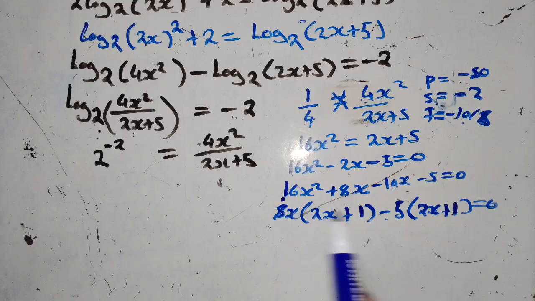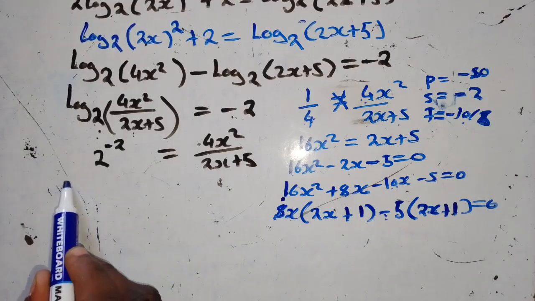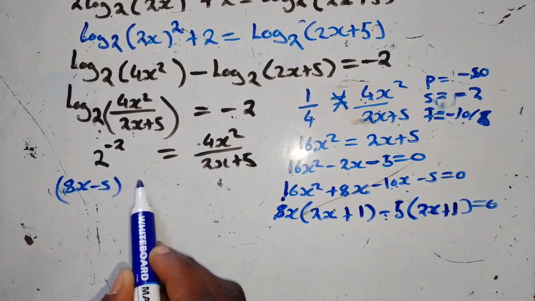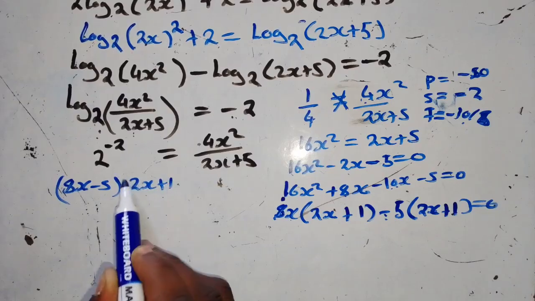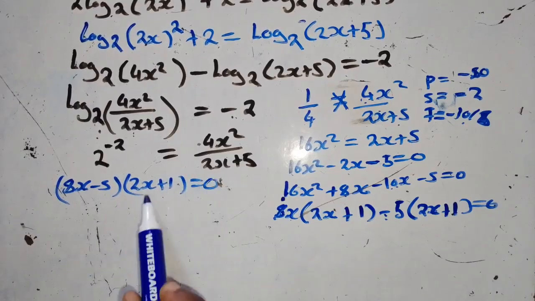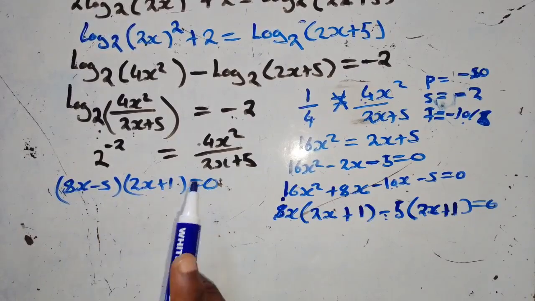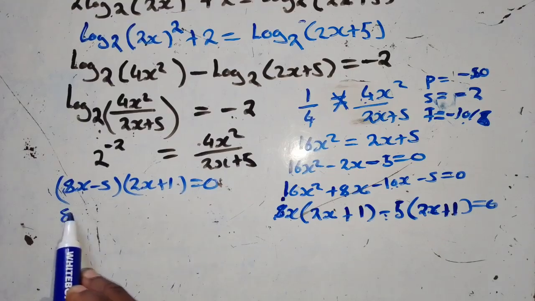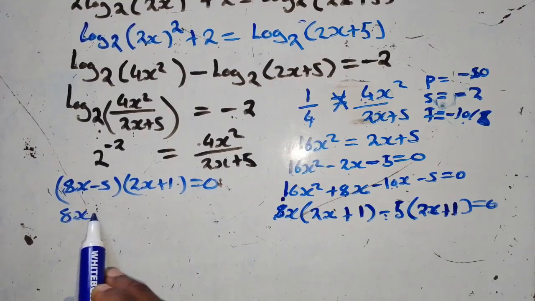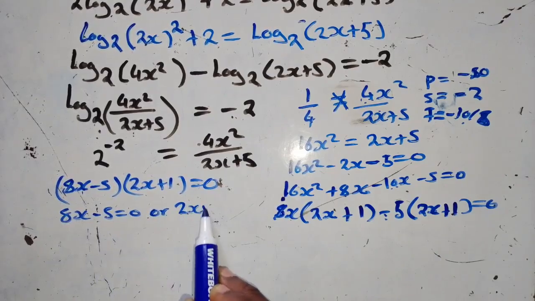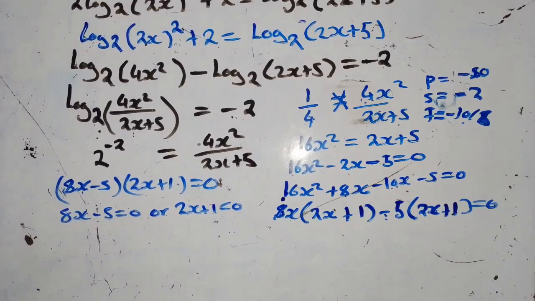So we have 8x, we get 8x in this, so we are going to have 8x minus 5 or 2x plus 1 is equal to 0. So either this is equal to 0 or this is equal to 0. So 8x minus 5 is equal to 0, or 2x plus 1 is equal to 0. Then we just find the value of x by collecting the like terms.